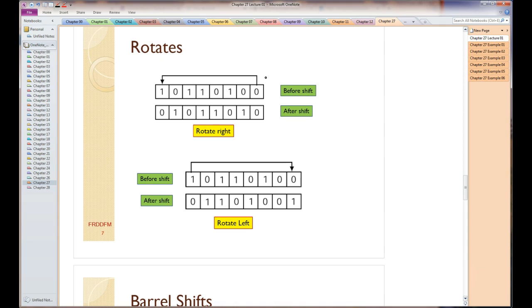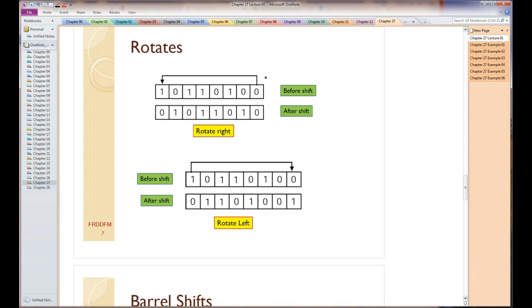Our shifting operation, as you saw, lost a bit. So you had to stuff a bit in from one side, depending on what side you're shifting, and then you lost the bit from the other side. So if I was shifting right, I have to stick a bit in on the left, and then I lose the least significant bit or the rightmost bit after I do the shift.